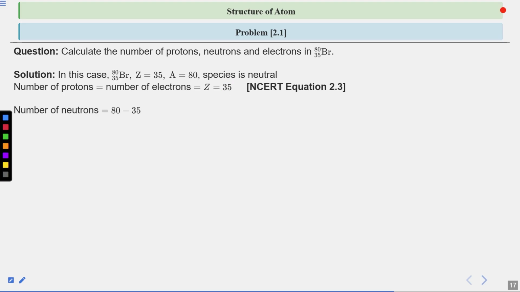What will be the number of neutrons? I guess it's very easy to do. You know the total number of protons plus neutrons, and you know the number of protons. Therefore, the number of neutrons would be 80 minus 35. That would give you 45 as the total number of neutrons. Okay, so this is the answer.